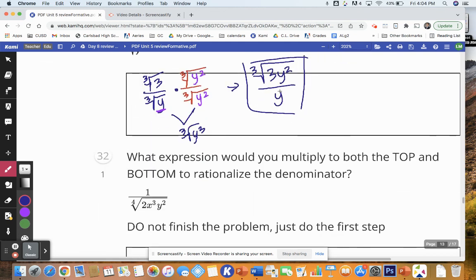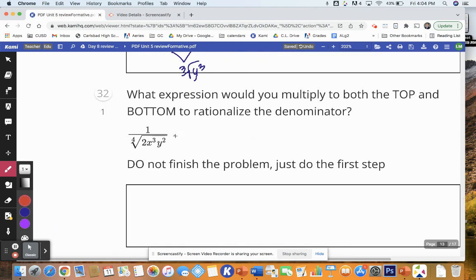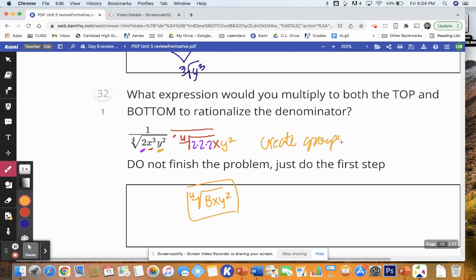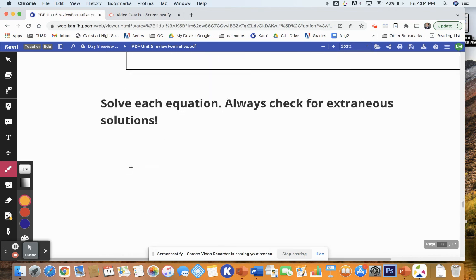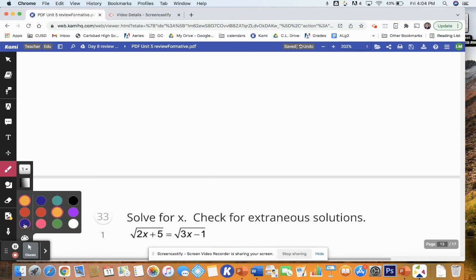All right, so this one here is just asking what would we multiply by. You have to do the same on the top and the bottom, but I'm focusing just on the bottom. You need groups of 4. So if I have 1, 2, I need 3 more 2's. If I have 3 x's, I need 1 more x. If you have 2 y's, I need 2 more y's. So my answer is the 4th root of 8xy squared. So this one, create groups of 4. All right, on to the third part.